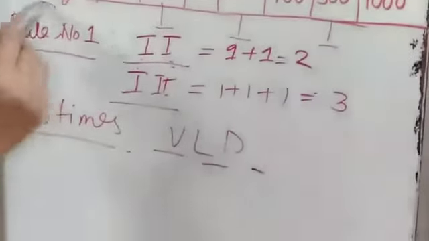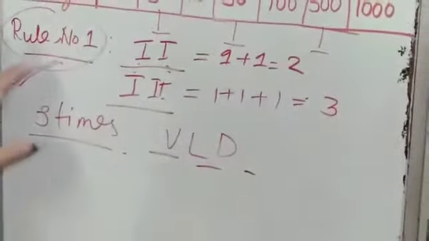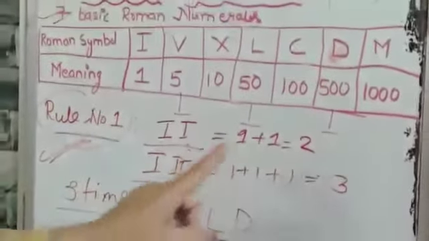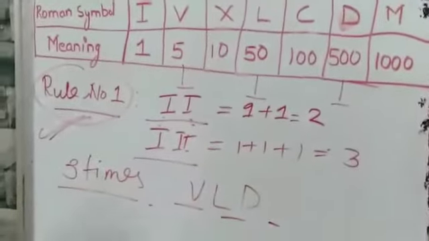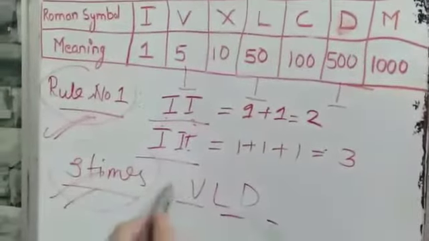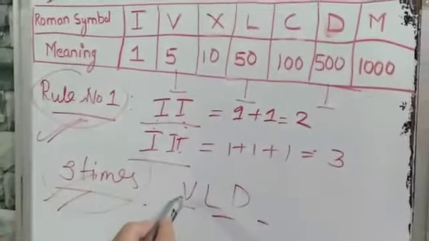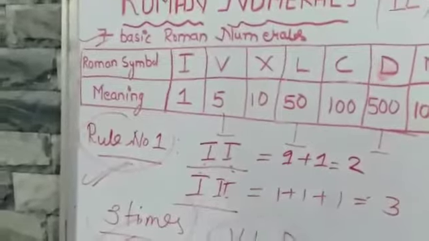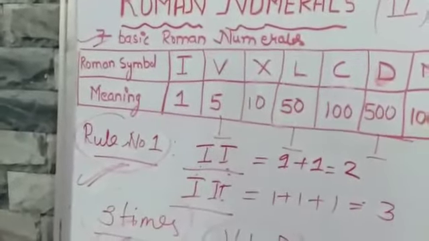So again I am repeating rule number 1 for you. Rule number 1 states that if any symbol is repeated, we have to add its value. We can repeat any symbol only 3 times. And the third point says that the symbols V, that is 5, L, 50, and D cannot be repeated. They will appear only once.